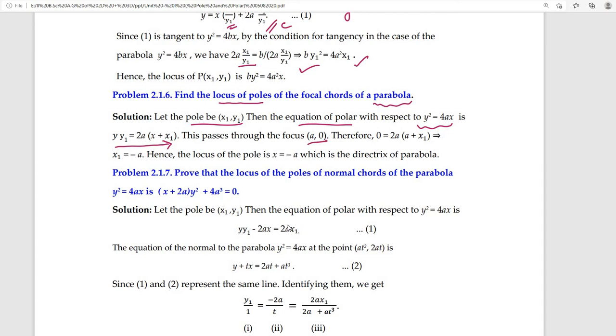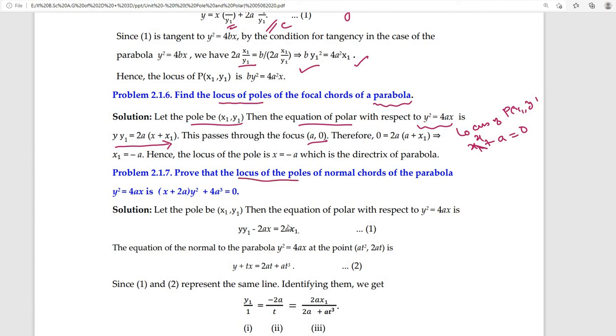The condition given is that this passes through (a, 0), that is the focus. So we replace x by a and y by 0, and this is what we get. So from here we get x1 plus a is equal to 0, and therefore the locus of P(x1, y1), when we consider it, will be just x plus a equal to 0. So that is how this one is determined.